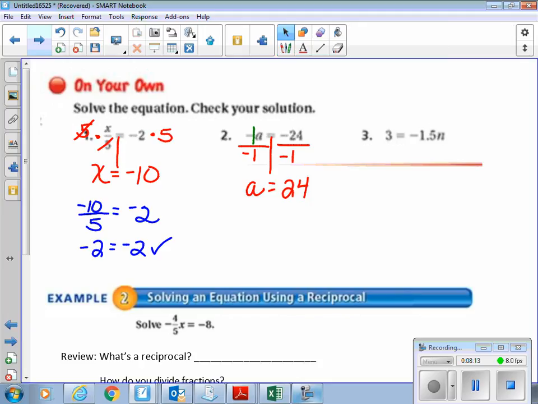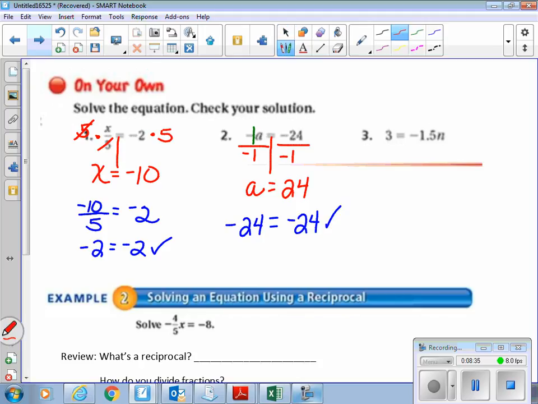And then I'm going to substitute that back in to check. So we're looking at negative, we're substituting 24 in for a, equals negative 24. There's actually no work to be done there. We can just see that that is a true statement.